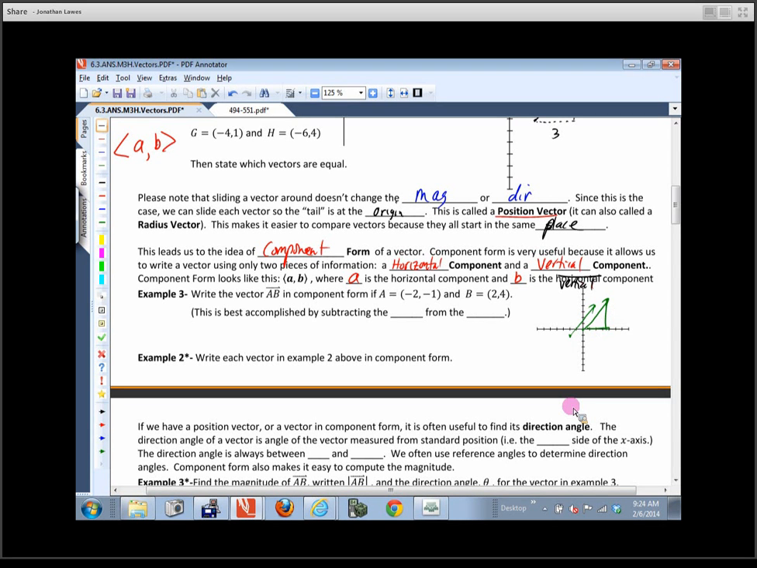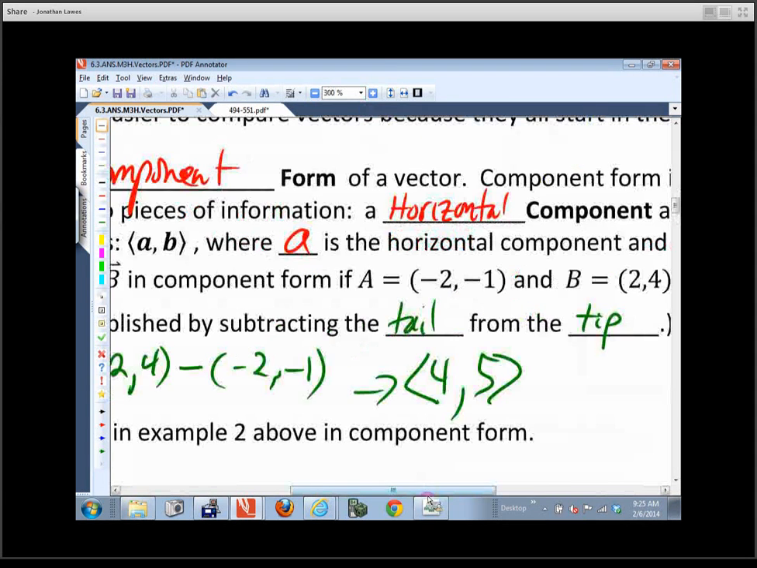Or the easiest way to put this in component form is to subtract the tail from the tip. So I'm going to take 2, 4, and I'm going to subtract -2, -1. Now watch what happens if I do that. What is 2 minus -2? 4. And what is 4 minus -1? 5. I'm going to put brackets around that right here, and I'm going to blow this up so we can take a good look at this.